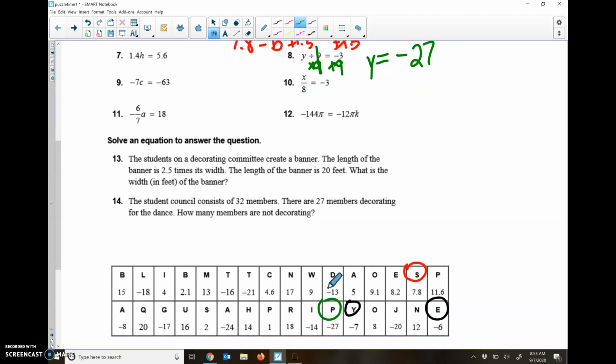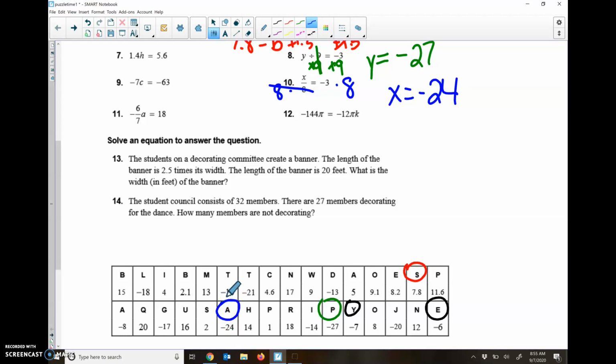10, this is the same problem, except it's written a little differently, so it might be a little confusing. Actually, I think 10 is less confusing than number 8. 8 probably is more confusing. So same thing, x divided by 8 equals negative 3. So I'm going to times by 8. Those cancel, times by 8. Negative 3 times 8 is negative 24. And if I look down here, negative 24 is right there.